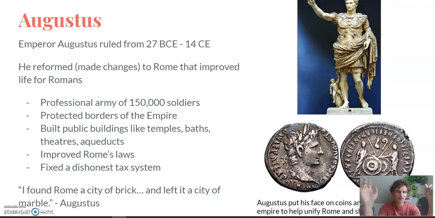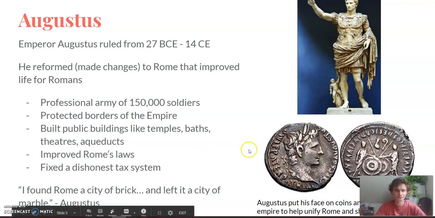Augustus quoted himself in bragging that he found Rome a city of bricks and left it a city of marble, meaning that he built so many marble and expensive buildings that he made Rome better for its people after he died.